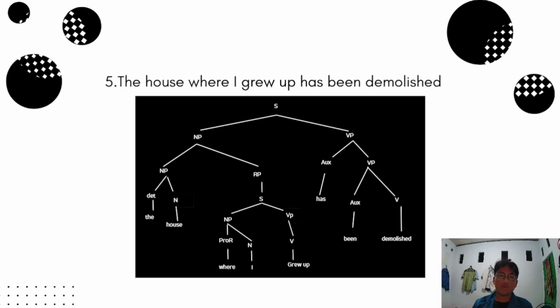The noun phrase is the relative pronoun. The word is where, and the noun is I. The verb phrase, verb grew up. Meanwhile, in the other line, there is a verb phrase, which has two lines: auxiliary, the word is has, and the verb phrase, which has two lines: auxiliary, the word is been, and the verb is demolish.